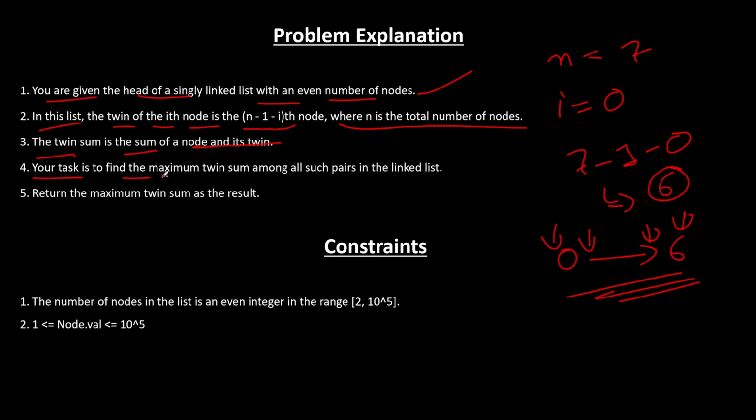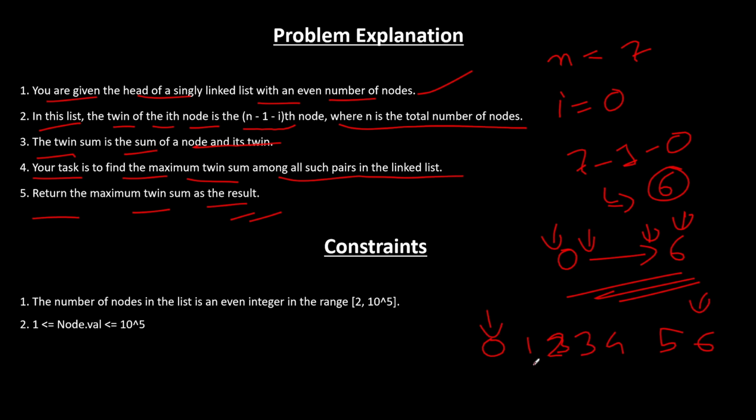Now, your task is to find the maximum twin sum among all such pairs in the linked list. Return the maximum twin sum as the result. So we just have to find the maximum sum of the twin pair. Say these are the values: 3, then 4, then 2, then 3. So this will be a sum, then this is going to be a sum. I took odd numbers here, but if it is even, these are the twin pairs.